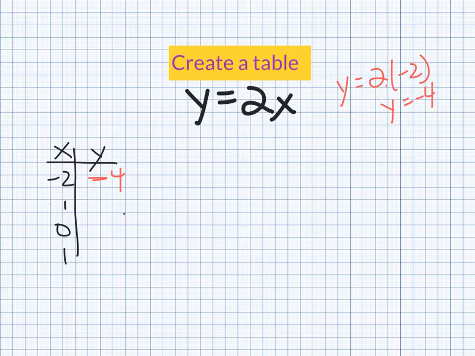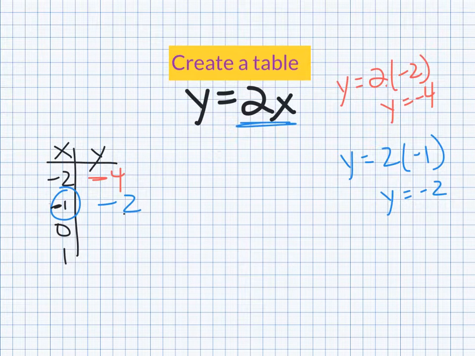Sorry, that's supposed to be -1. I'm doing x equals -1. So my substitution is y equals 2x, but instead of x, I've got -1. So y equals 2 times -1. 2 times -1 is going to be -2. Let's erase this, then that. Let's put back in my -1, and there we go.